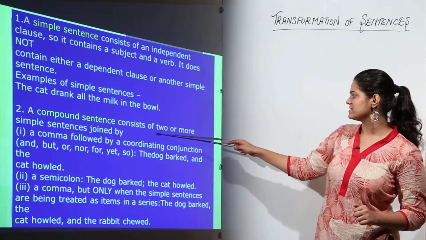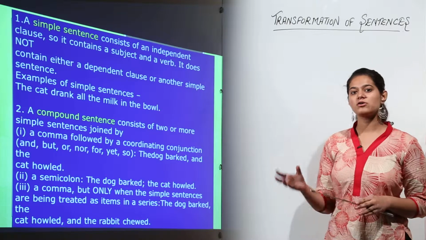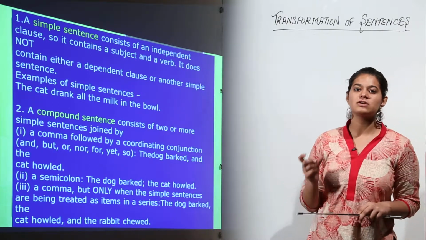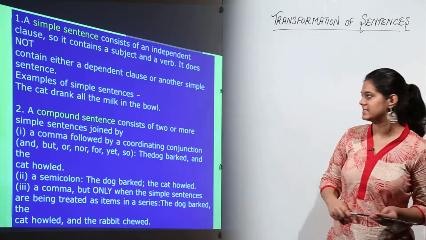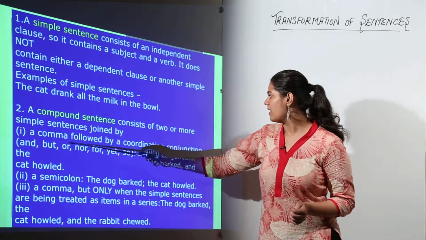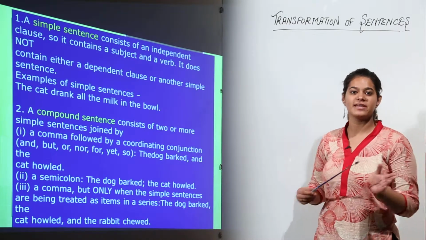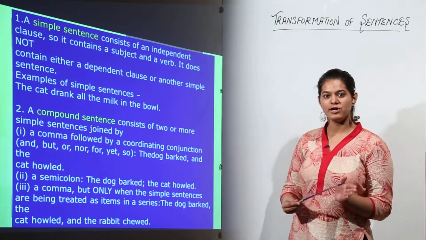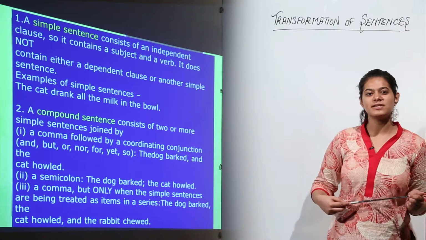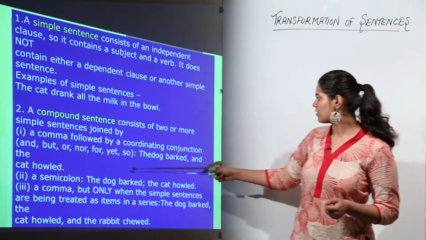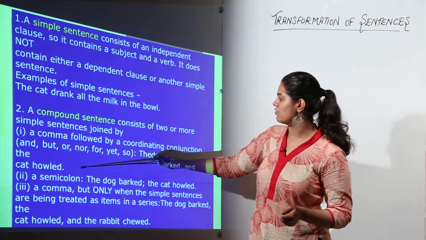Next is a compound sentence. So when we join two or more simple sentences, we obtain a compound sentence. Now let us see what are the features of a compound sentence. Firstly, a comma can be used followed by conjunctions. Conjunctions are connectors such as and, or, nor, and other such words which connect sentences. These are also known as conjunctions, right? So an example can be, the dog barked and the cat howled.